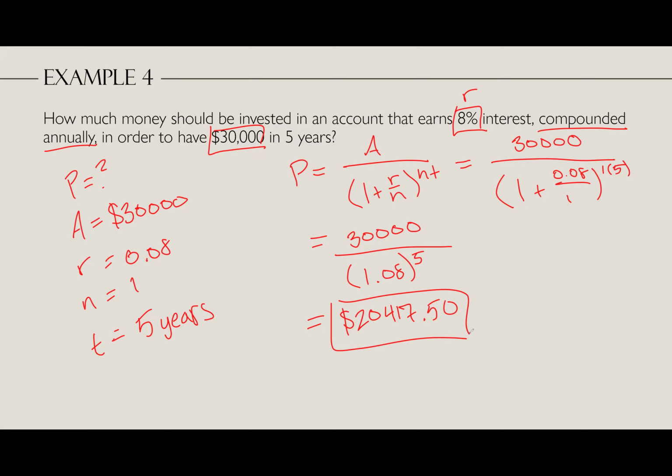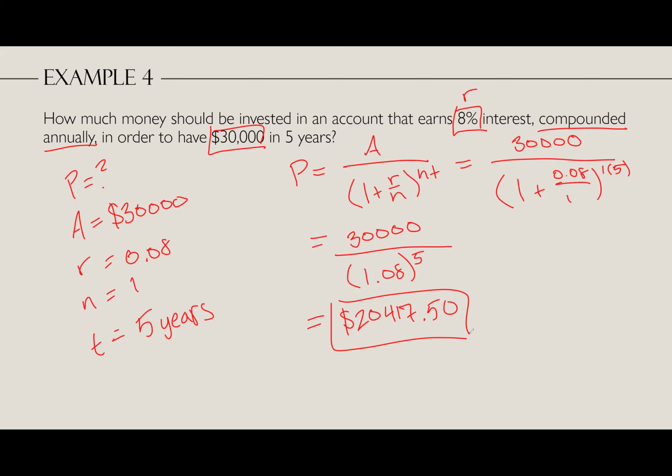And another thing I'll mention is, of course, this is a very ideal scenario. This is assuming that my investment rate stays the same and that I'm not adding more money. I'm not taking any money out. In other words, it looks like I just put in the money. I didn't touch it for 5 years, and now it is worth $30,000.